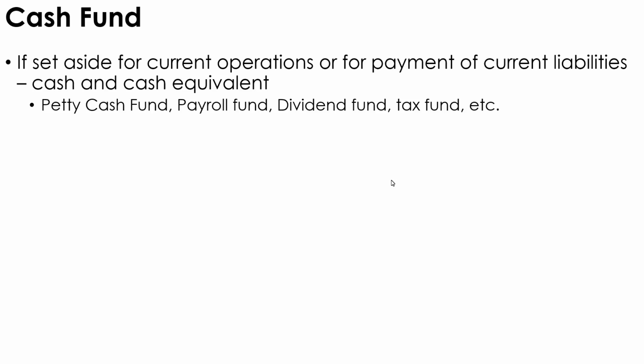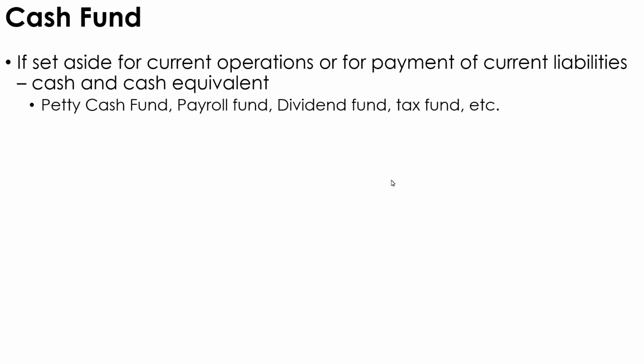So if the cash fund is set aside for day-to-day or current operations of the business, it is reported as cash and cash equivalent. So what are those? For example, petty cash fund, payroll fund, dividend fund, tax fund. These are funds that are mostly used within the current operations or within 1 year. Right? For example, petty cash fund is usually used for the expenses of the company. Payroll fund, when the company pays salaries. Dividend fund, when it declares dividends. Tax fund, for paying taxes. These usually occur within the current period. So these cash funds are reported as part of cash and cash equivalent.